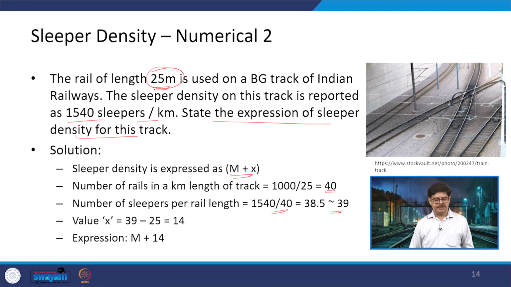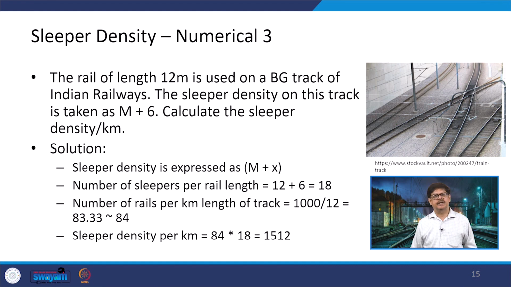Now, once we have this 39, 39 is nothing but M plus x. So, if this is 39, M plus x, and M is 25. So, what happens is, 25 plus x is equal to 39 and x is going to be 39 minus 25, so it is 14. So, the expression becomes M plus 14 in this case. So, this is just one example of how, in a case where the sleeper density is given to you, you can compute the expression.